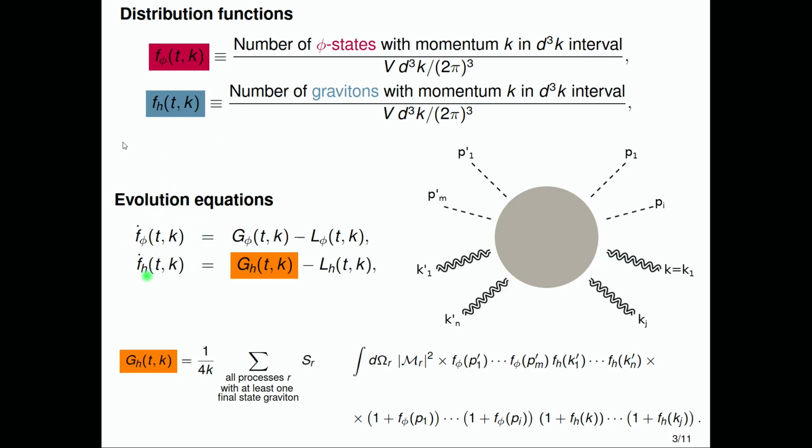So here you have the time derivative, and these evolution equations are sourced by a gain term, G, and a loss term, L. Okay, so let's focus on the gain term for the gravitons. In the gain term for the gravitons, you have to sum over all processes which have at least one graviton in the final state. So that's the sum, and then you have to calculate the matrix element squared for the process, and you have to weight it with the distribution functions accordingly.